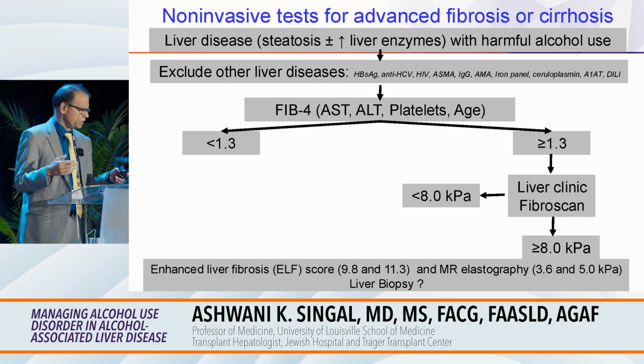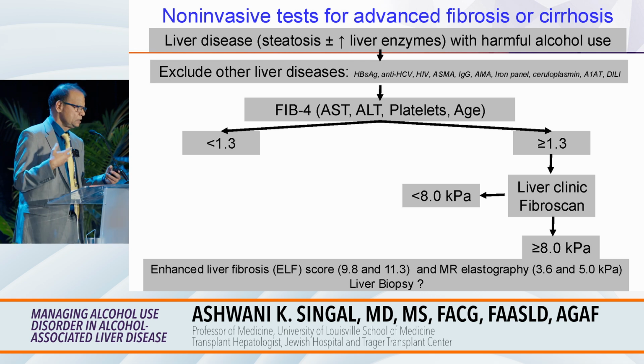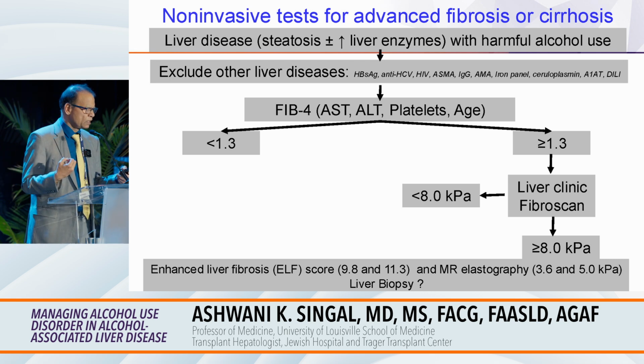You don't have to order very big numbers of tests. And at a cutoff of 1.3, you can segregate who is more likely to have a more severe liver disease or a fibrotic disease. And then the patient can have a second test, which is a FibroScan or VCTE, and at a cutoff of 8, you can identify more.